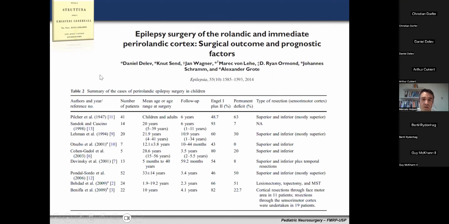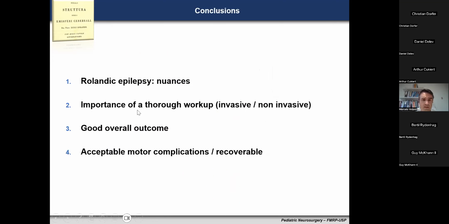And this has been proven not only by us, but Daniel has shown the results, and also the literature has a nice rate of seizure outcome and permanent deficits. Indeed, there's a trend that they are getting better. I think that with technological advances and development of other more sophisticated techniques, we'll get even better results with lower complication rates. So that's it. Thanks for the attention. I think we do have a good overall outcome in Rolandic epilepsy surgery. The motor complications are acceptable and recoverable.